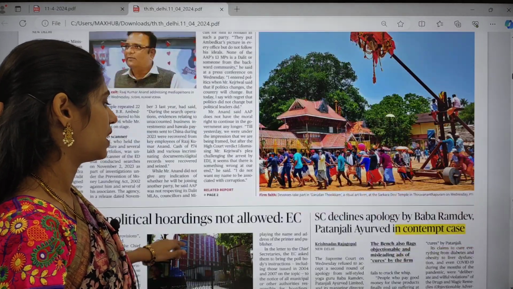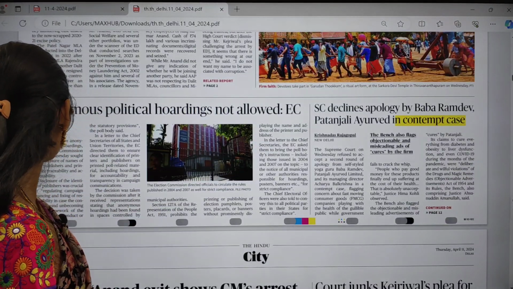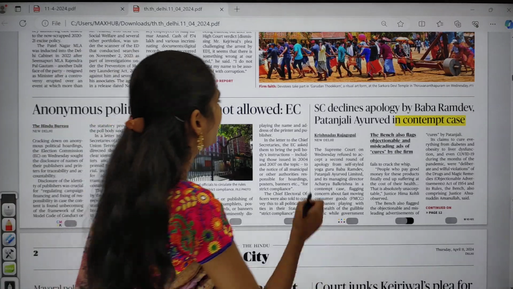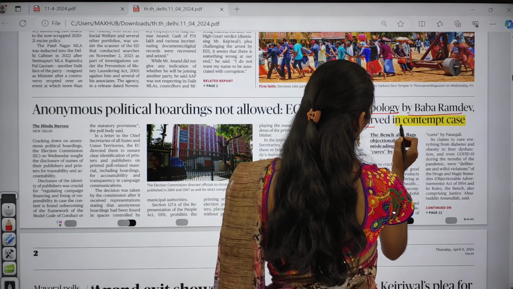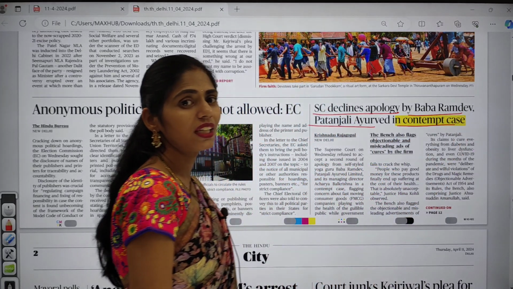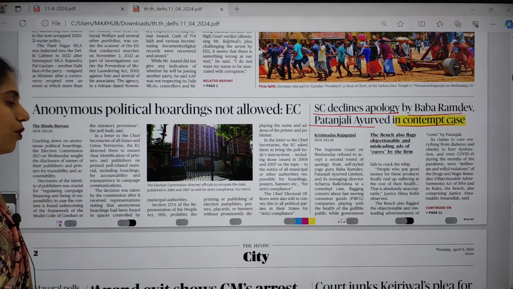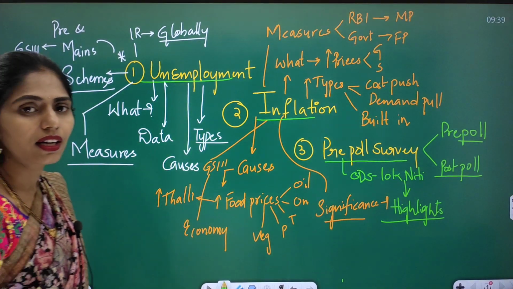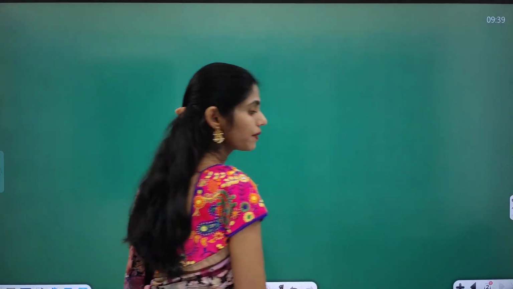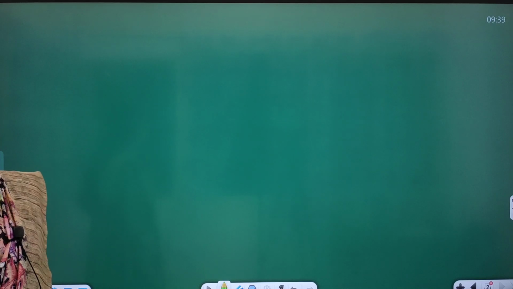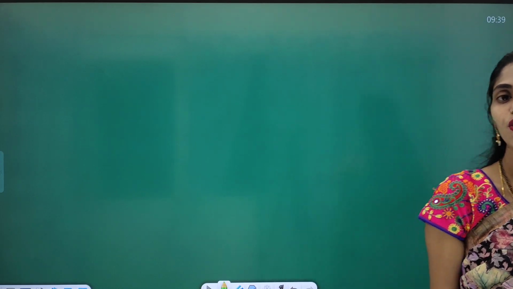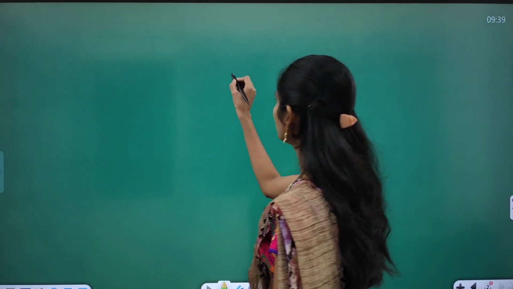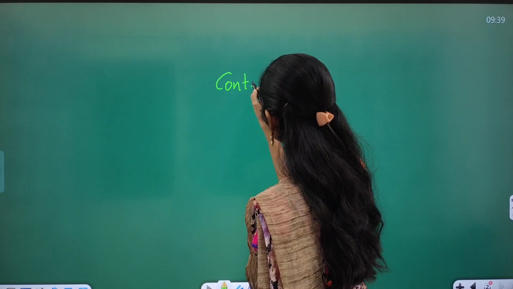Now let us see the next topic. Here the next topic is Supreme Court declines apology by Baba Ramdev, Patanjali Ayurveda in contempt case. So the keyword is contempt of court. This contempt of court is very, very important. There is a high chance of getting a question regarding this, because for the last 6 to 7 months we are seeing many cases of contempt of court in the newspaper. So we are going to see contempt of court.